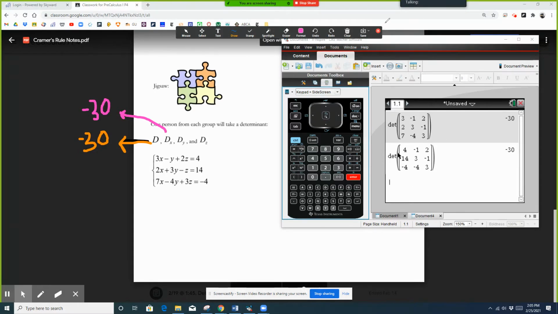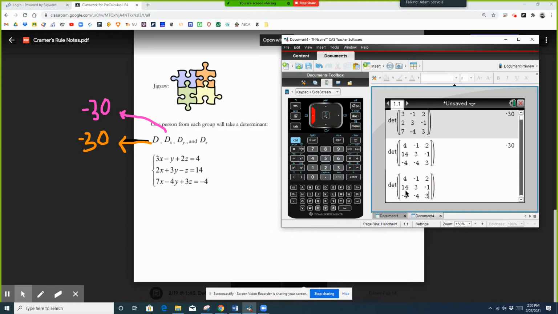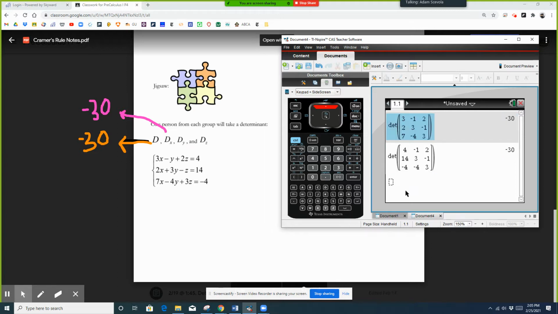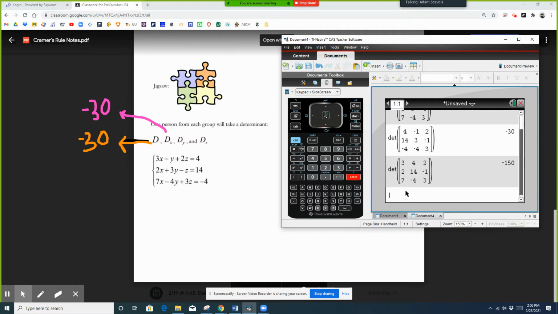All right, now, for dy, we're going to copy and paste the matrix again, but make sure you copy and paste the top one because you don't want to copy and paste this one and then replace like this row, because then you also have to replace this first column. So go back to the original thing we typed in. dy is the coefficient matrix, but you replace the y column with the constants, with 4, 14, and negative 4.